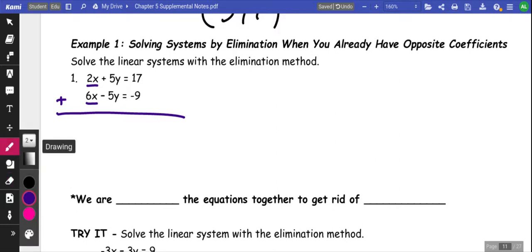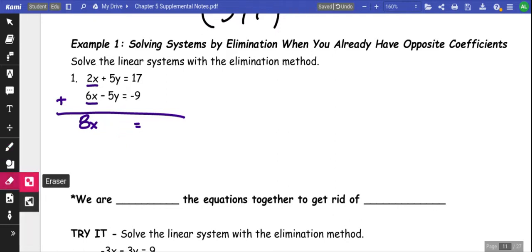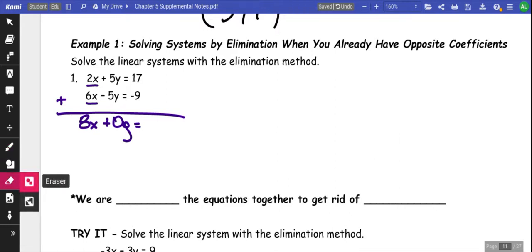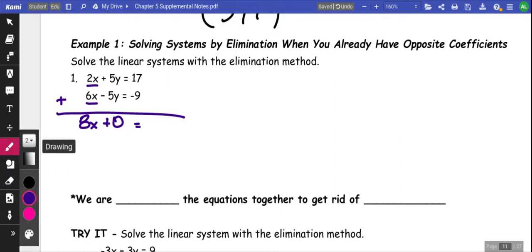So my x terms, I'm going to combine 2x plus 6x. I'm going to get 8x, 5y minus 5y. I could call that 0y. You don't have to write the term that's getting eliminated. I could just put basically a blank here. That's how some people like to do it. I like to write out the 0y just so I don't trip myself up. Okay, but either way is fine with me. Okay, so I'll call that 0y. Okay, 17 minus 9, I end up with 8.